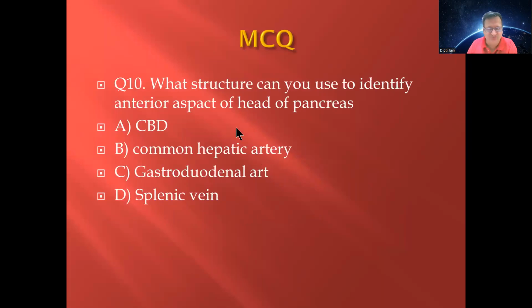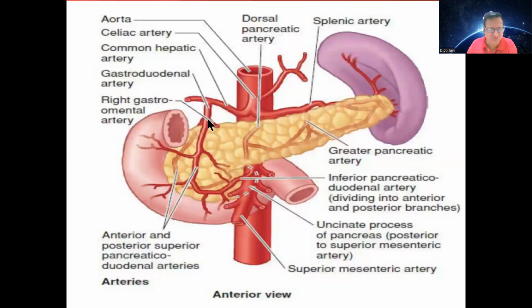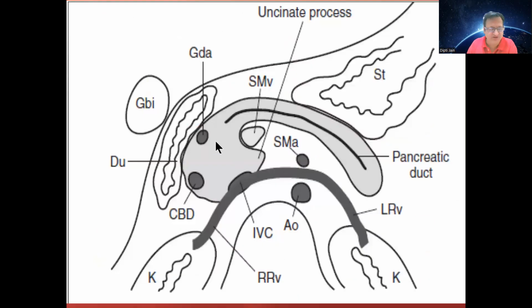What structure can you use to identify the anterior aspect of the head of the pancreas? CBD, common hepatic artery, gastroduodenal artery or splenic vein. So the answer is gastroduodenal artery. This is the gastroduodenal artery, which is present along the anterior aspect of the pancreatic head. Again, this is the anterior aspect of the pancreatic head, gastroduodenal artery.